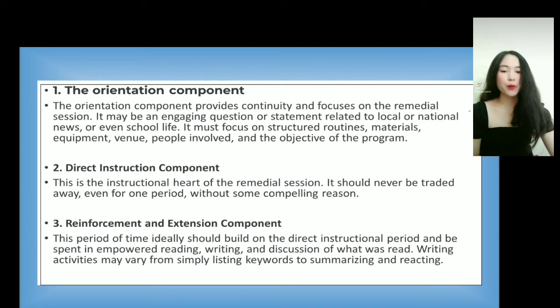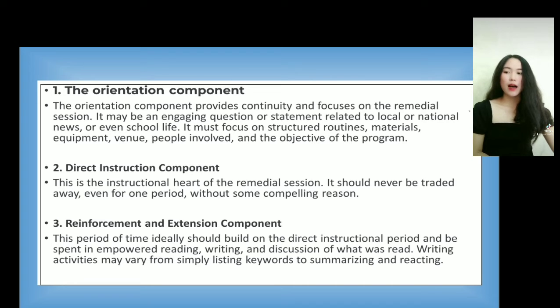The orientation component will provide continuity and focus on the remedial session. It may be an engaging question or statement related to local or national news or even school life. It must focus on structured routines, materials, equipment, venue, and the objective of the program. So why do we need to have orientation for students?